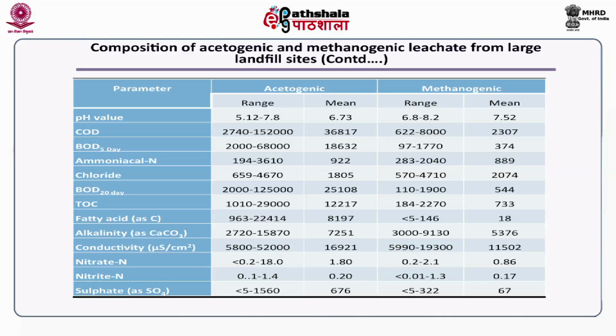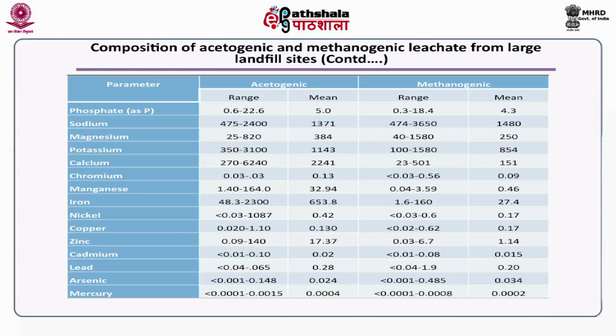Now, BOD is not very comparable. The value of BOD depends upon the amount of biodegradable material within the landfill or the waste material. Again, if you talk about the ammoniacal nitrogen, you can see it is around 922 in acetogenic leachate and it is slightly lesser in methanogenic leachate. Likewise, you can see a list of other parameters mentioned here, and generally the alkalinity also gets reduced at the end of anaerobic degradation. pH, alkalinity, VFA, they play a major role under the anaerobic condition.